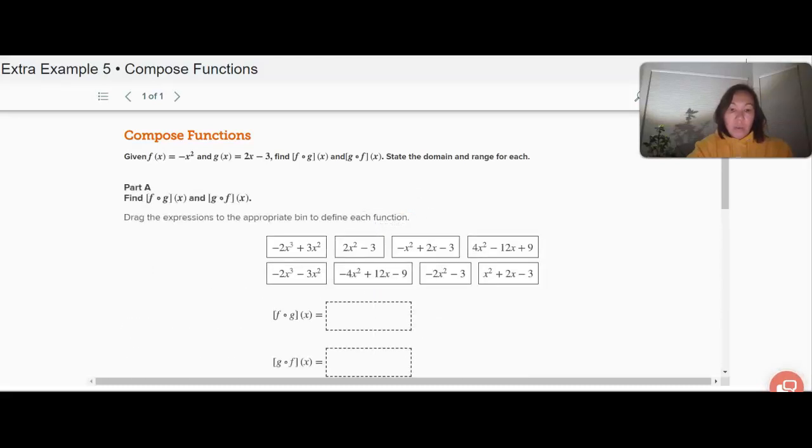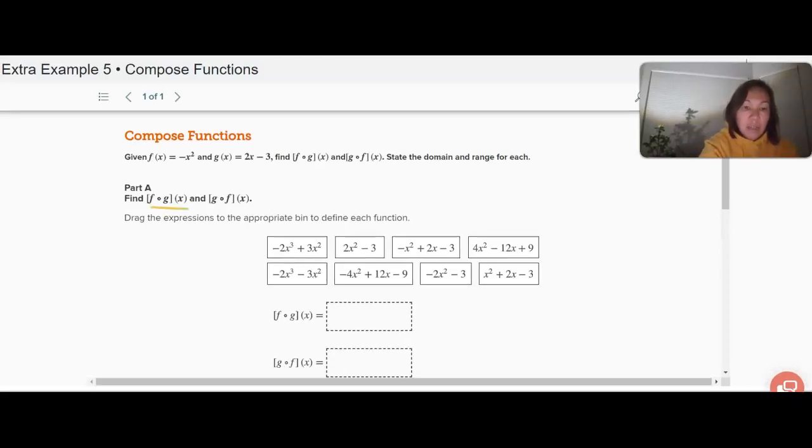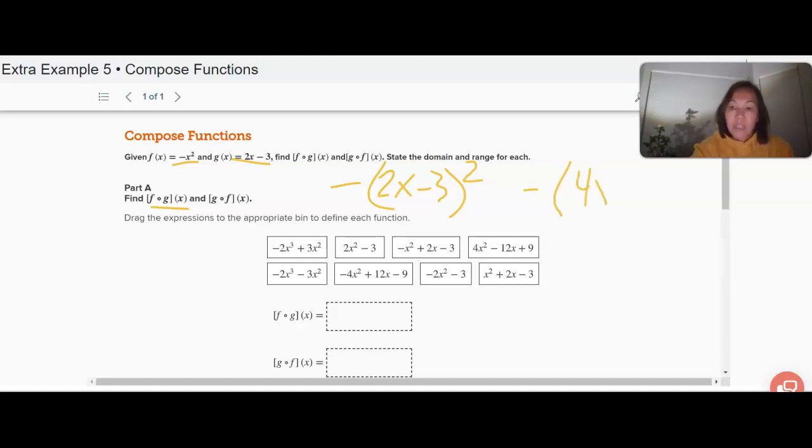Okay, so if we want to find f of g of x, then again, I'm going to take my f function. But in place of that x, I'm going to put parentheses. So I just rewrote this function, but in place of x, I put parentheses. And in those parentheses, I'm going to put g of x, which is 2x minus 3. Now from this point, we will have to square this and take the opposite. So squaring this would give us 4x squared minus 12x plus 9. And then distribute the negative to get negative 4x squared plus 12x minus 9.